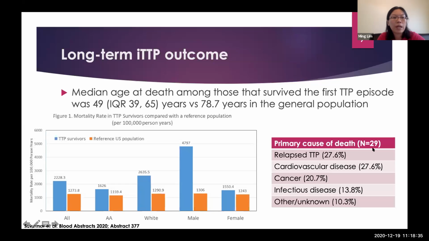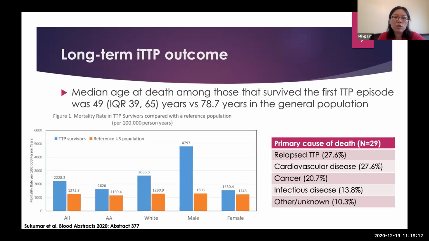In their cohort of 29 patients, they found that the most common cause of death was either relapsed TTP or cardiovascular disease, followed by cancer and infectious disease, and the last one was unknown. So this finding that cardiovascular disease is a leading cause of death among TTP survivors is similar to the Oklahoma TTP registry cohort run by Jim George. And it reminds us that when you treat patients with TTP, you're not just treating the acute event, you need to follow them up in a long-term period because there are other comorbidities that need to be addressed.